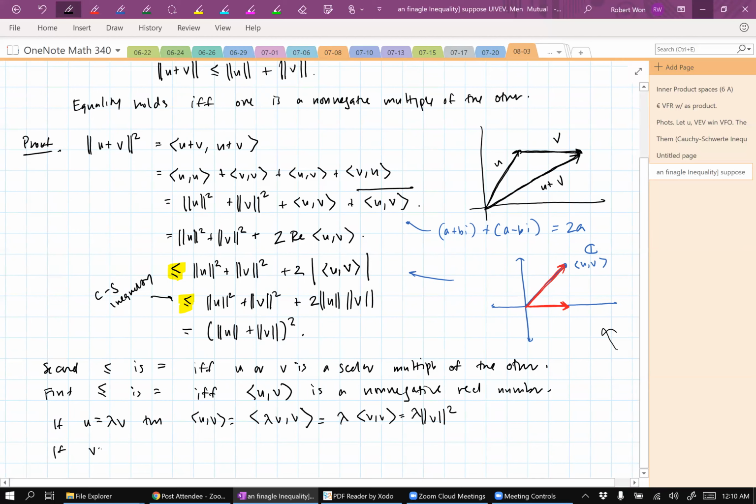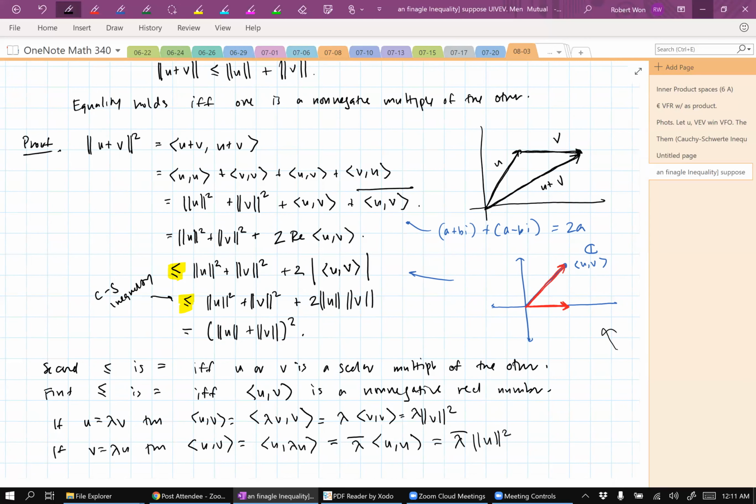Similarly, if v is equal to lambda u, then the inner product of u and v is the inner product of u with lambda u. Now I can pull out a complex conjugate. I get this. In other words, I need the conjugate of lambda to be a non-negative real number by the same reasoning as before, which means I need lambda to be a non-negative real number. Right, so in order to have equality, I have to have the second one, which means that u or v should be a scalar multiple of the other.